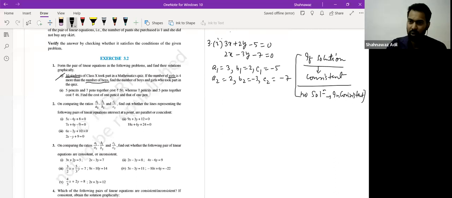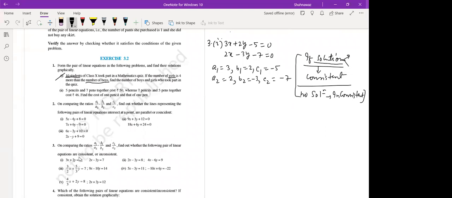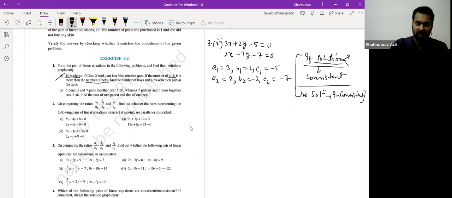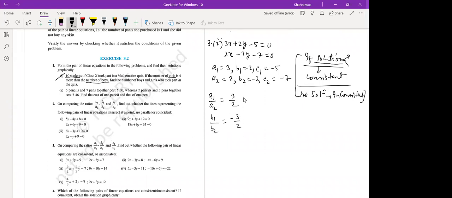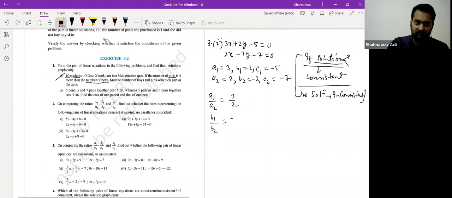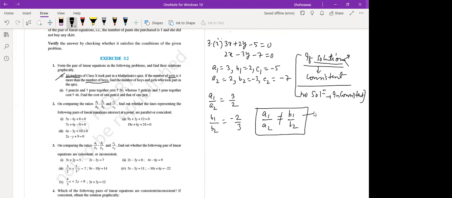Right. So in two cases you get solutions, for the coincident one and for the intersecting one, right? Yes, sir. Okay, so let's just do this problem. A1 by A2 is 3 by 2, right? B1 by B2 is what? Minus 2 by 3, sorry. So minus 2 by 3. So we can see that A1 by A2 is not equal to B1 by B2, right? So this has a solution, right?